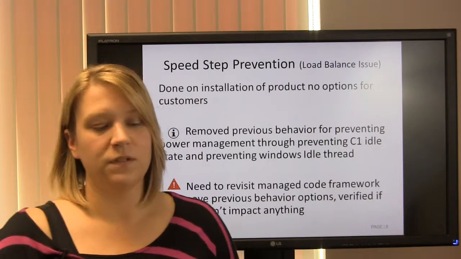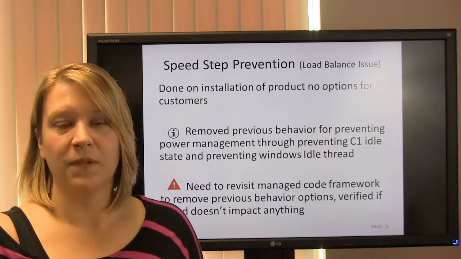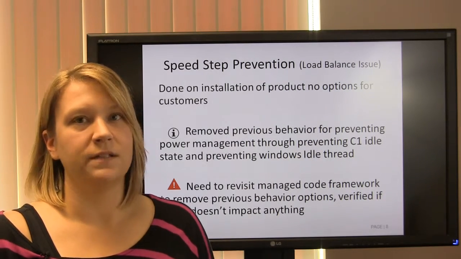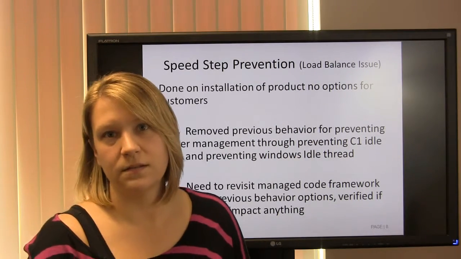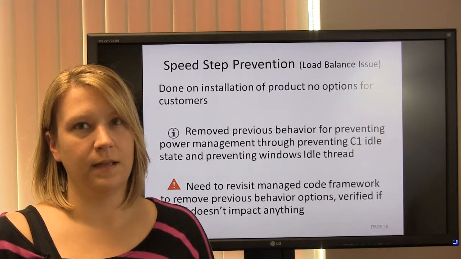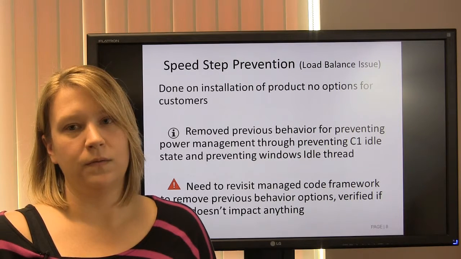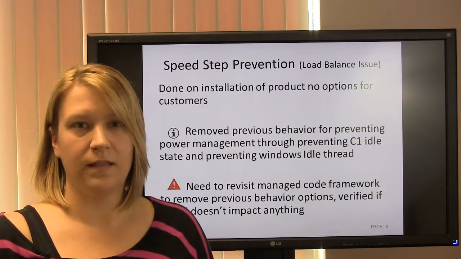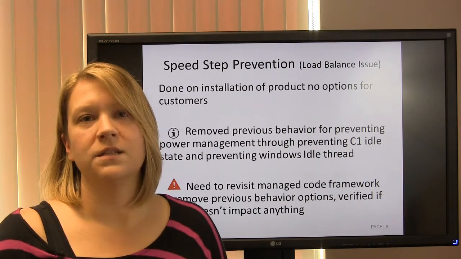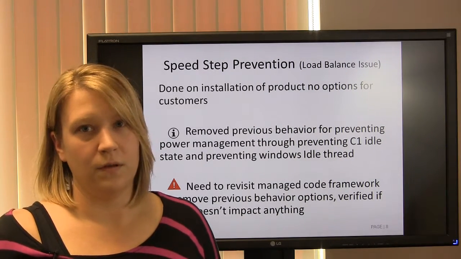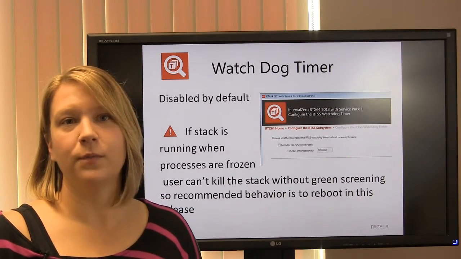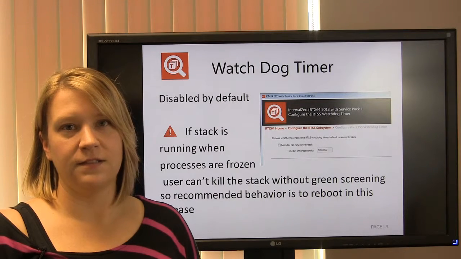So functionality that you've seen before in the previous command line utility is no longer available. There was a prevent C1 idle state and prevent Windows idle threads. That functionality is gone. Unfortunately, it's still in the command line utility, but those fields do not do anything now. So if for some reason a customer would actually call them to enable them, they wouldn't have any effect on the system.